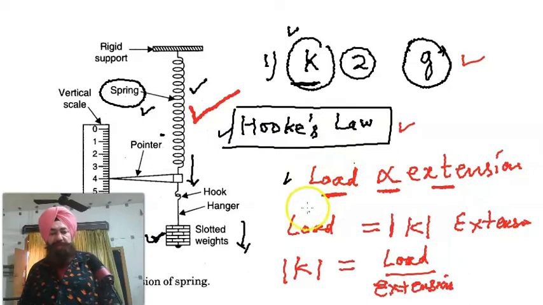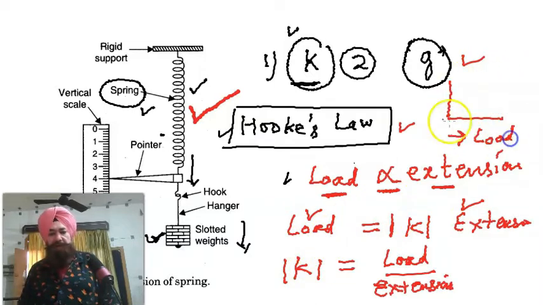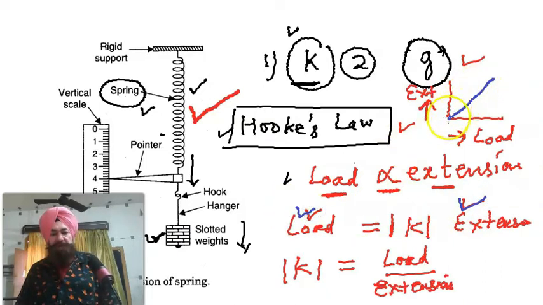So if I'm having the data with the different load and different extension, then I will plot a graph between load and extension. If this graph becomes a straight line, it means extension is directly proportional to the load. If the graph comes a straight line, that means Hooke's law is verified. So this is my aim of the experiment. So let's go to the spring.